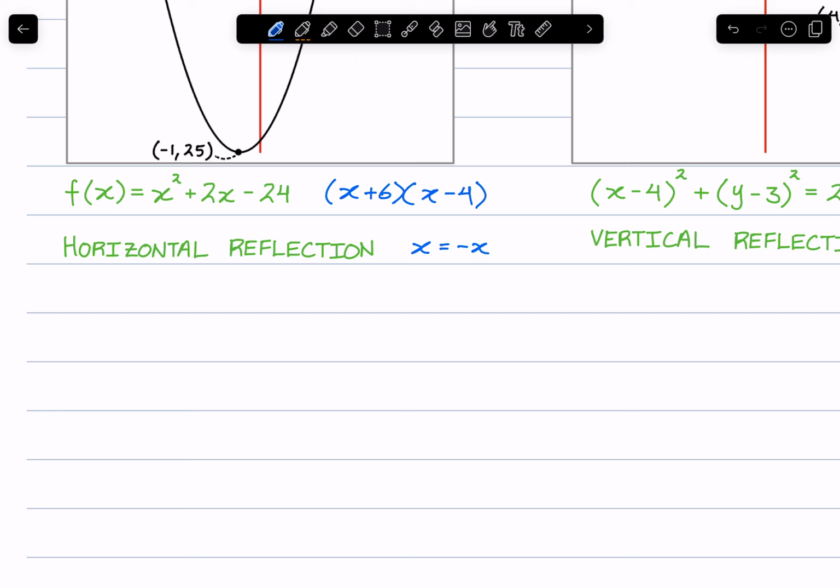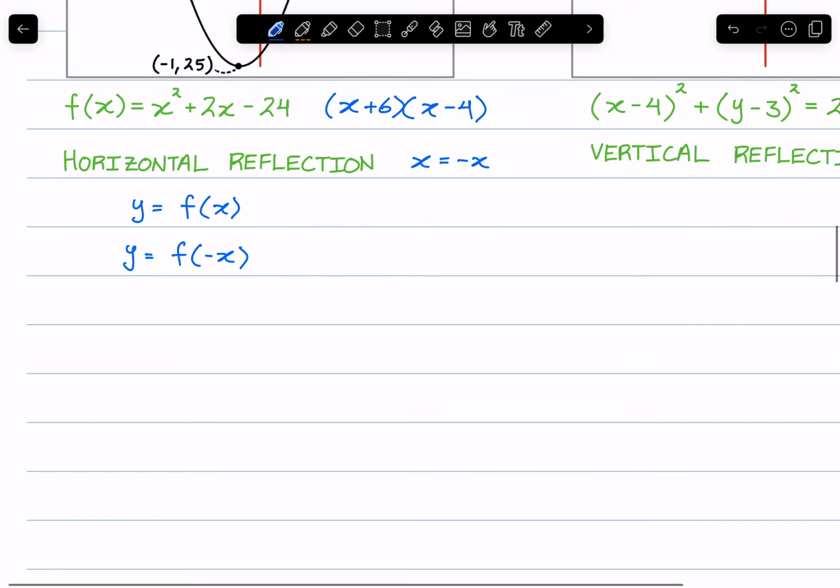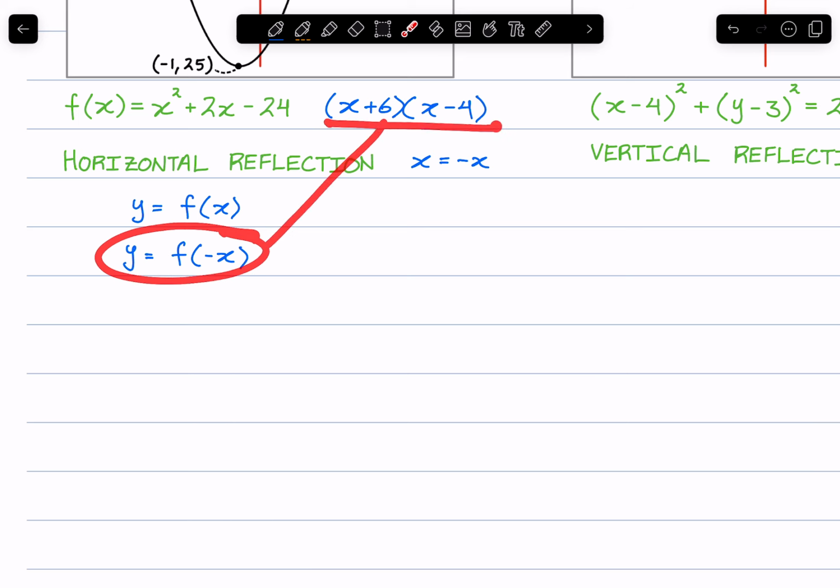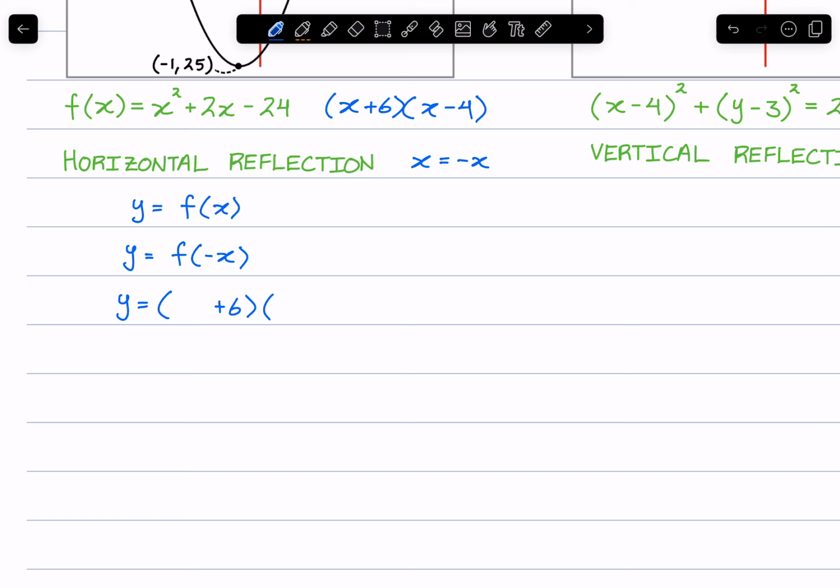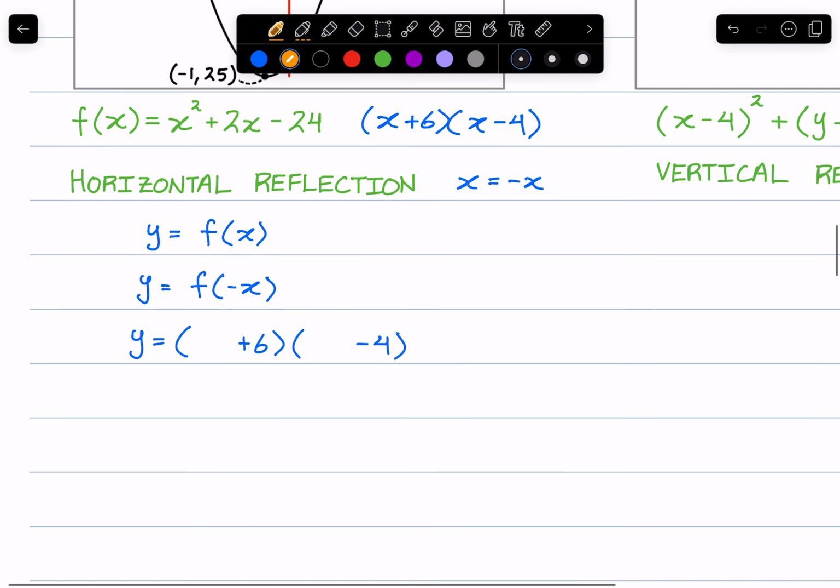So in our transformation notation, we get y equals f of x. And now when we apply this transformation, x becomes negative. So we get y equals f of negative x. Now applying this to our function, this becomes y equals, notice once again for this, I'm leaving space for the substitution. And in a different color, just to see it happen, it becomes negative x, where x once was.